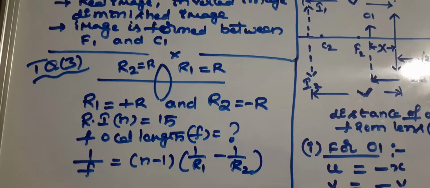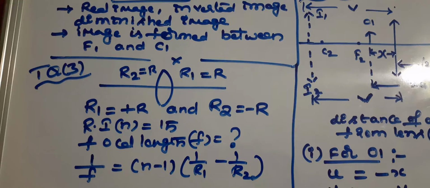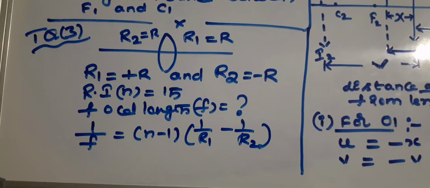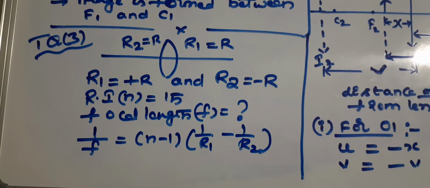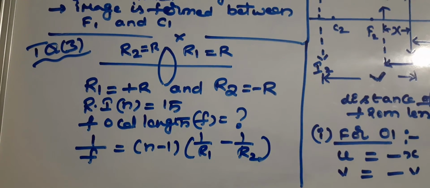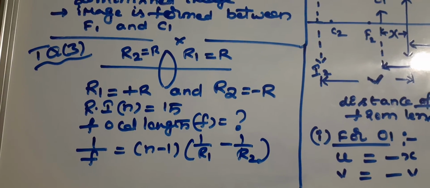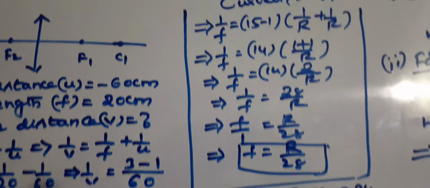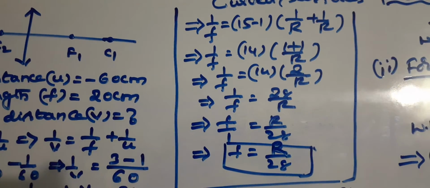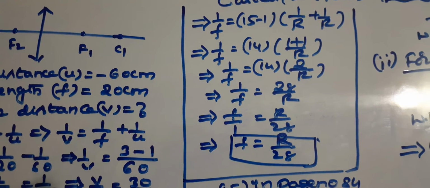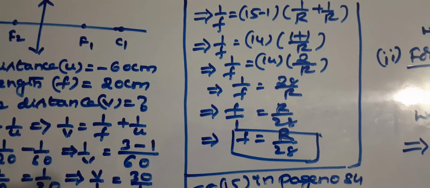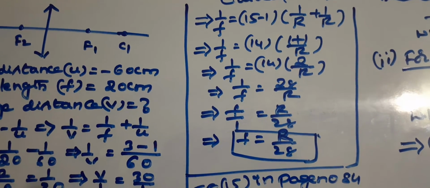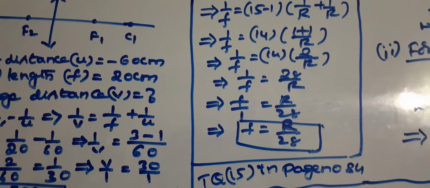So from sign convention rule for double convex lens, R1 is positive and R2 is negative, students. So from lens maker's formula, we can write 1 by f is equals to n minus 1, 1 by r1 minus 1 by r2. But r1 is capital R, r2 is minus R from sign convention. So remaining solution, 1 by f is equals to 1.5 minus 1 of 1 by R plus 1 by R. So 1 by f is equals to 0.5 times 2 by R, that is 1 by f is equals to 1 by R.